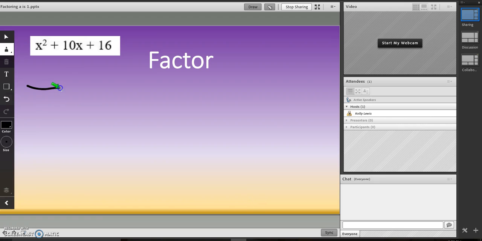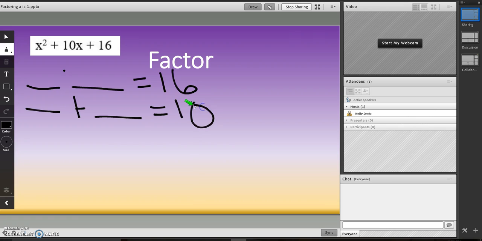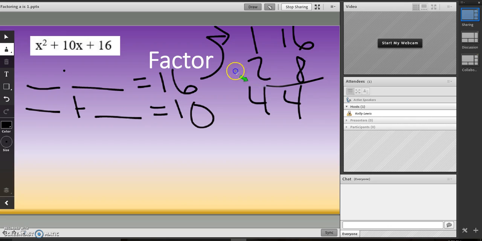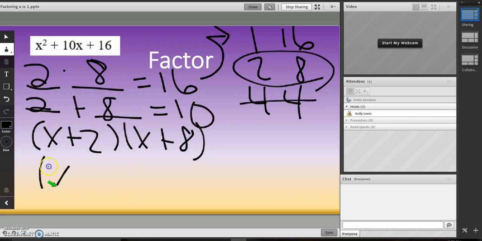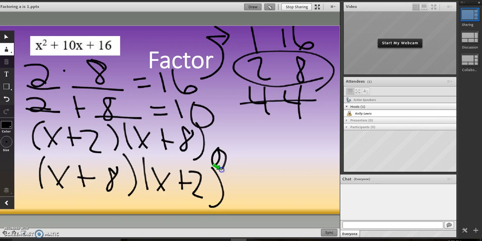Something multiplies to give us 16, adds to give us 10. And our choices are always that good. The multiplication: 1 times 16, 2 times 8, 4 times 4. We need 10. 4 plus 4 is 8, and 4 minus 4 is 0. Right, 2 and 8, and everything is positive. So we have (x plus 2)(x plus 8). Or you can say (x plus 8)(x plus 2). Either one.